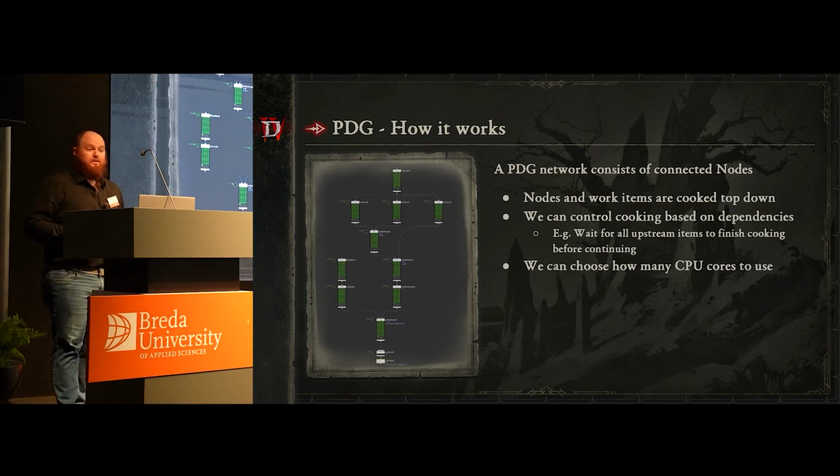Like most things in Houdini, a PDG network consists of connected nodes. Nodes and work items are cooked from the top down, and we can control cooking based on dependencies, for example, wait for all upstream items to finish cooking before continuing. We can also choose how many CPU cores we want to use, so there's a bit of multi-threading control and capability here.